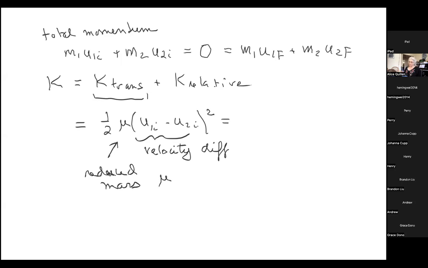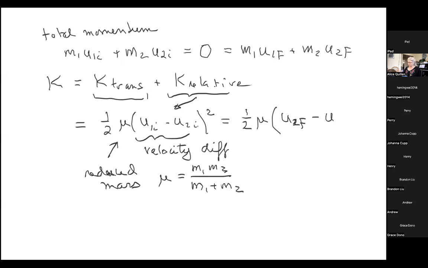You can only do this for the two-body problem, but this is a collision between two bodies. So we might as well write the relative kinetic energy in this form where it depends on the reduced mass times the velocity difference squared. So the reduced mass is this. This is the initial kinetic energy, and if it's an elastic collision, then that's equal to the final kinetic energy, which we can write like this: u1F minus u2F squared.